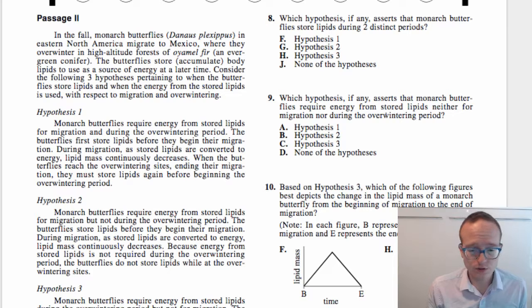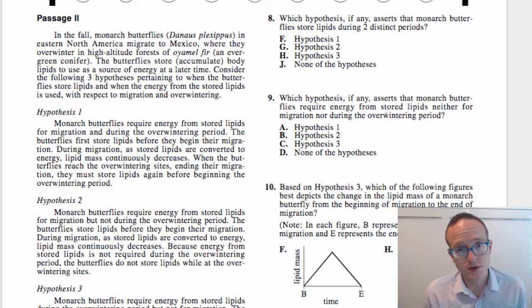One thing to notice really quickly is that these 3 hypotheses do have very similar structures. Monarch butterflies require energy from stored lipids for migration and during their overwintering period. Monarch butterflies require energy from stored lipids for migration, but not during the overwintering period. Monarch butterflies require energy from stored lipids during the overwintering period, but not for migration. This pattern is repeated. They list the different scientists' hypotheses, and the details are differentiated. So let's take a look at the questions and see if we can hunt for keywords.